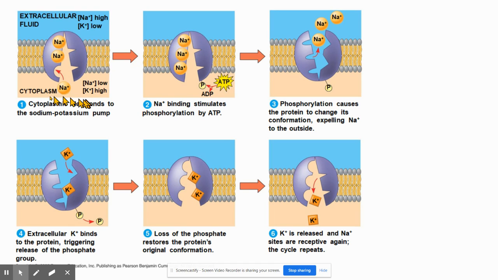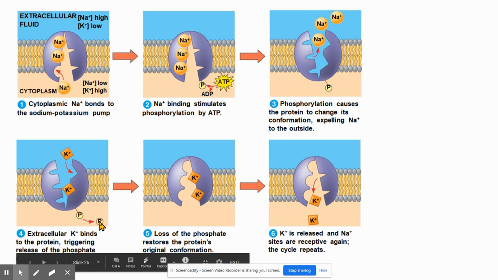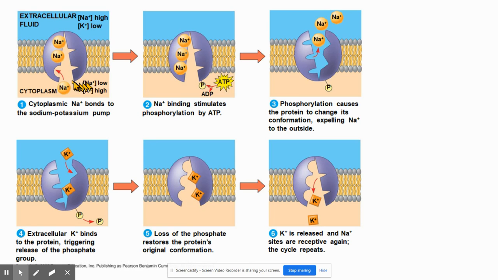So this is inside, right? This is inside the cytoplasm. This is outside the cell. So it's moving sodium outside the cell. And then it's going to come in and it's going to have potassium attach here. And then that phosphate group is going to move off, and then it's going to have to go back to the mitochondria to get attached back to make ATP. And then it's going to open back up into its original form, and it's going to release that.